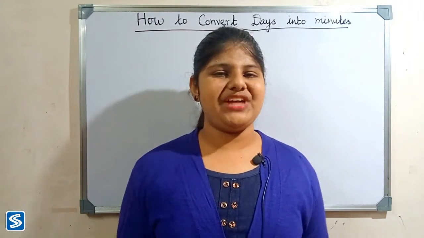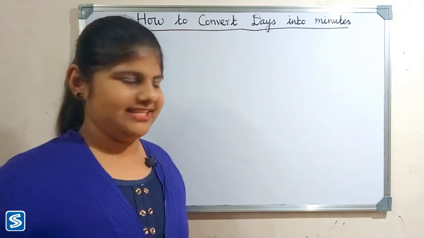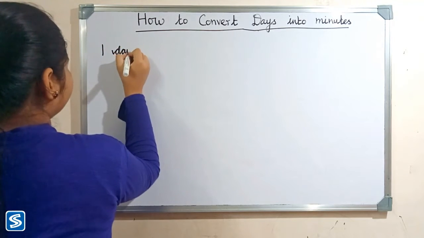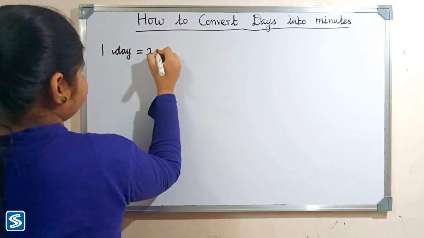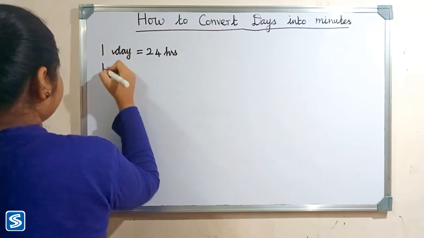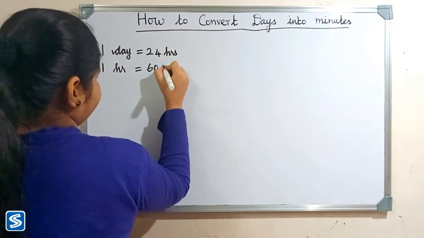Welcome to Sowmi's channel. In this video, I am going to teach how to convert days into minutes. We already know that 1 day is equal to 24 hours. One hour is equal to 60 minutes.